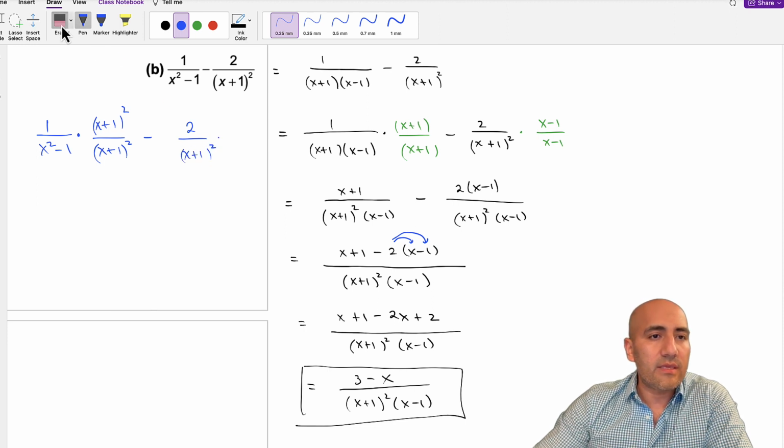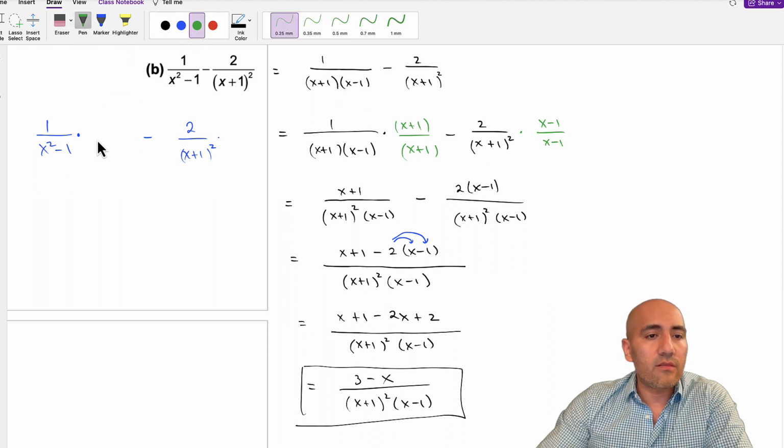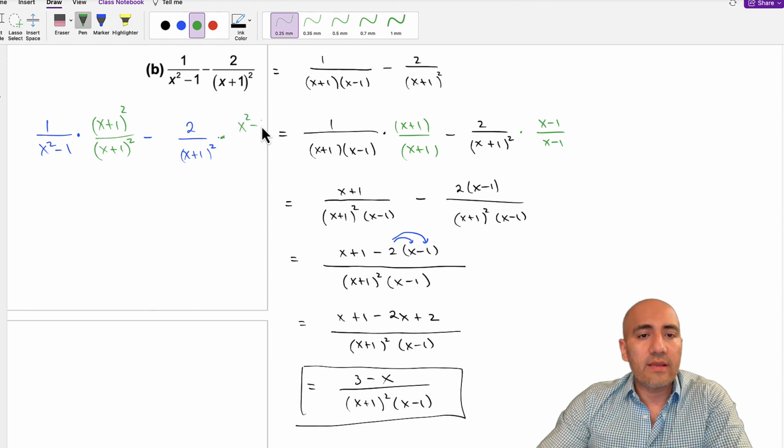Oh, you know what? Let me keep the green just to match it from over there. So here the new version of 1, the fraction they use here, is this one. So they get (x plus 1) squared over (x plus 1) squared times, and then they use this one, which is x squared minus 1 divided by x squared minus 1. So this method will work.